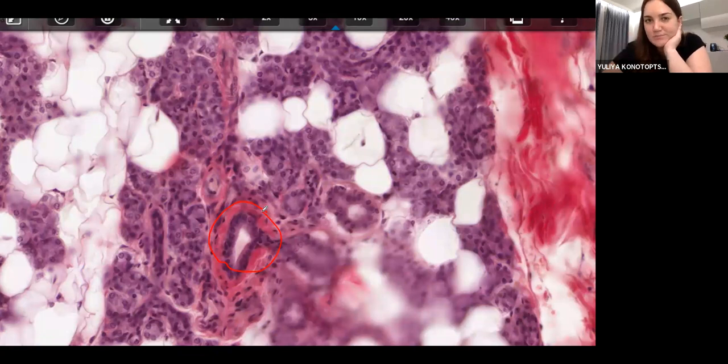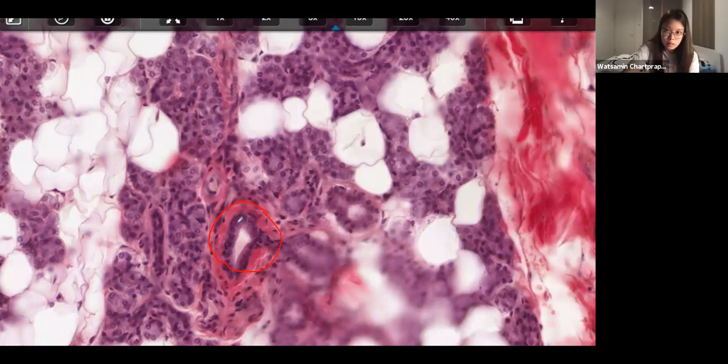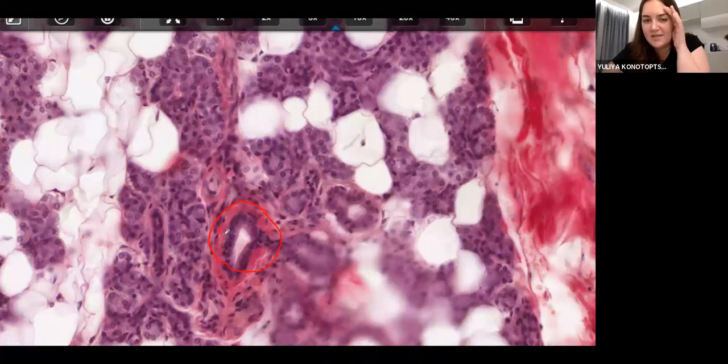Intralobular what? Excretory duct. So it's very good. You see the connective tissue, right? You see it. So it has to be excretory. The only question is whether it is intra or interlobular. But still, the size is very small.